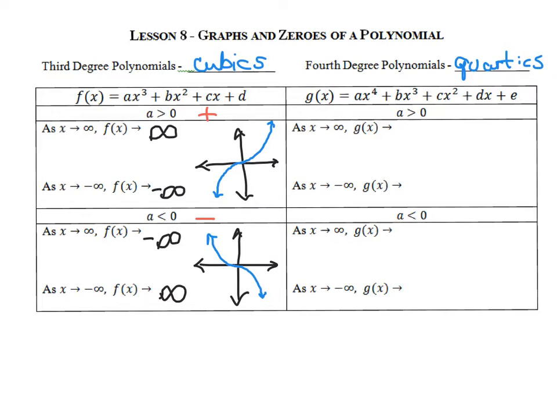Let's switch over to g of x, which is a quartic function because its leading exponent is a 4. So for the first part of this, my leading coefficient is going to be a positive value because a is greater than 0. For a quartic that's got an even exponent, so remember what we learned about yesterday, when I've got an even exponent and a positive leading coefficient, my graph's going to look something like this.